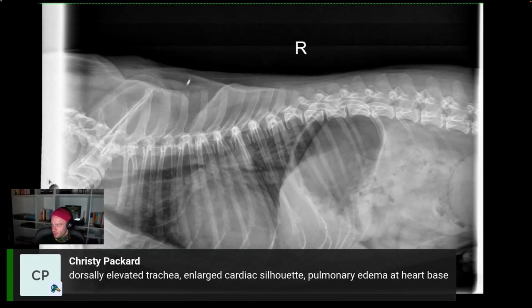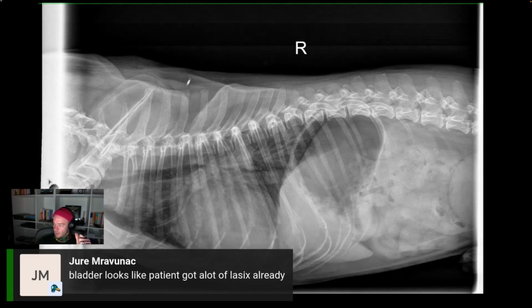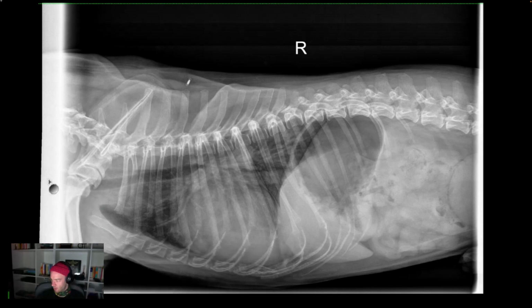Dr. Christie. Doc Christie. And Ure thinks the dog has to pee because he's gotten LASIK. So Ure is already on his way to talking about heart failure.